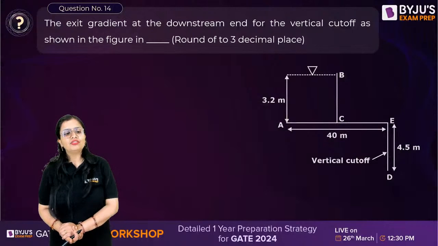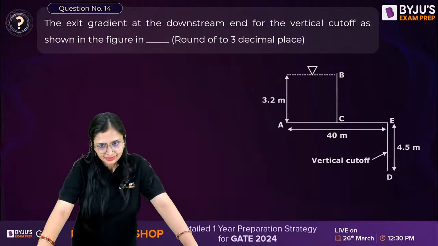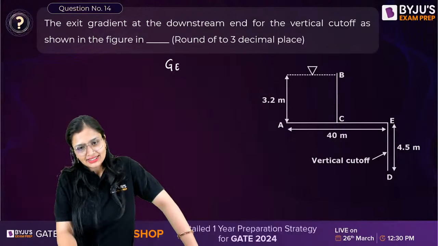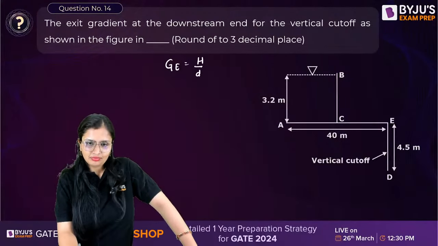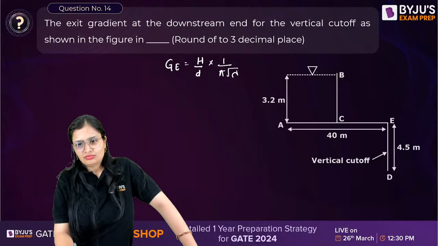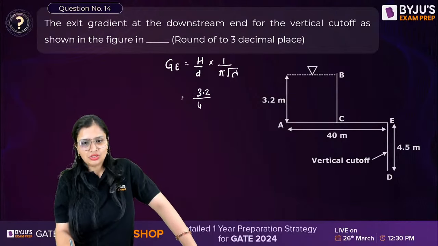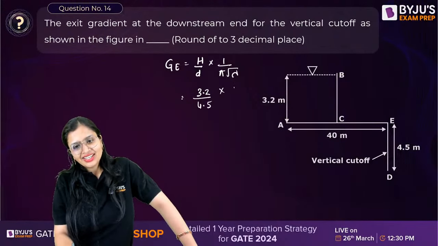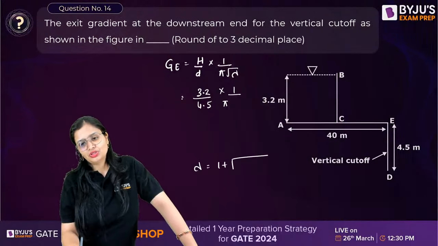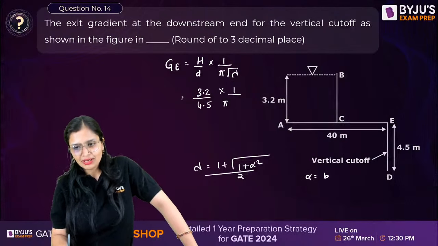Now you have to calculate the exit gradient. The diagram is given to you. H is 3.2. This is the downstream cutoff pile. Here you need to remember only the formula, that is what the question is asking. 1 plus square root of 1 plus alpha square, divided by 2. Alpha is b by d.